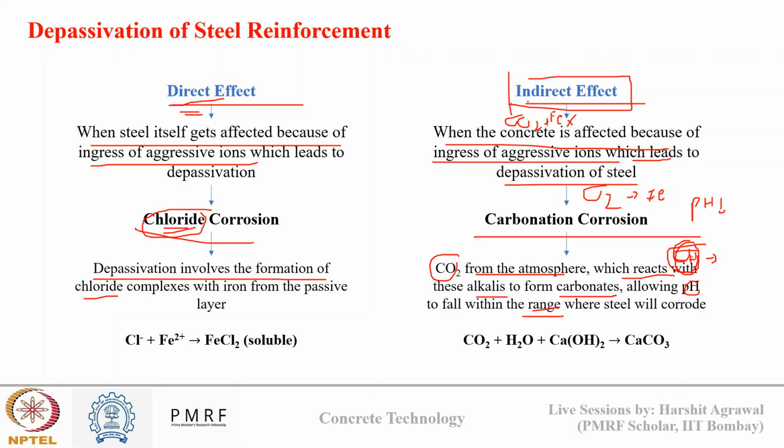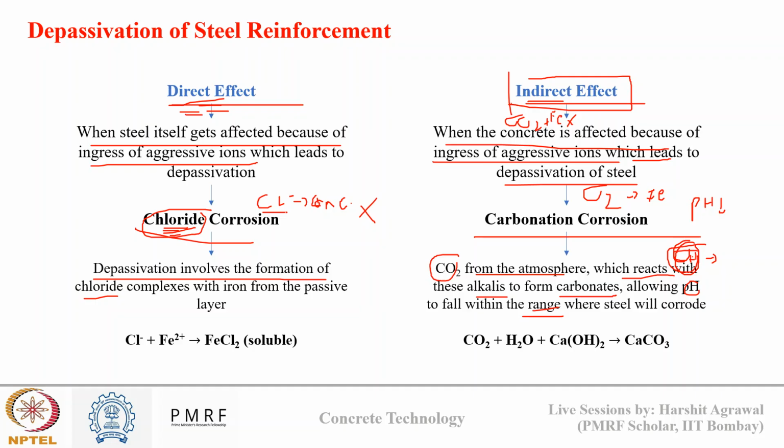It is not directly attacking the steel, but it is attacking the concrete, which is affecting the steel. So that's why it is indirect. And indirect, it is chloride ions. Chloride ions are not causing any effect on the concrete. So chloride in concrete is no issue. If we have no reinforcement inside concrete, chlorides won't be an issue.